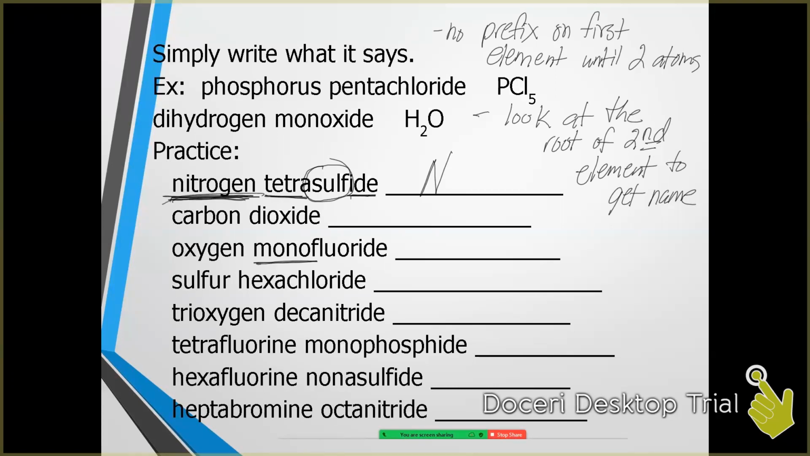So we've got nitrogen, no prefix, so that tells me that I just have one. Here I have tetrasulfide, so my root is sulf, so I'm going to put an S. And tetra tells me how many sulfurs I have: four. So that's it, NS4. Carbon dioxide. So ox is my root. What would that be? Oxygen. And because of the di, I have two.